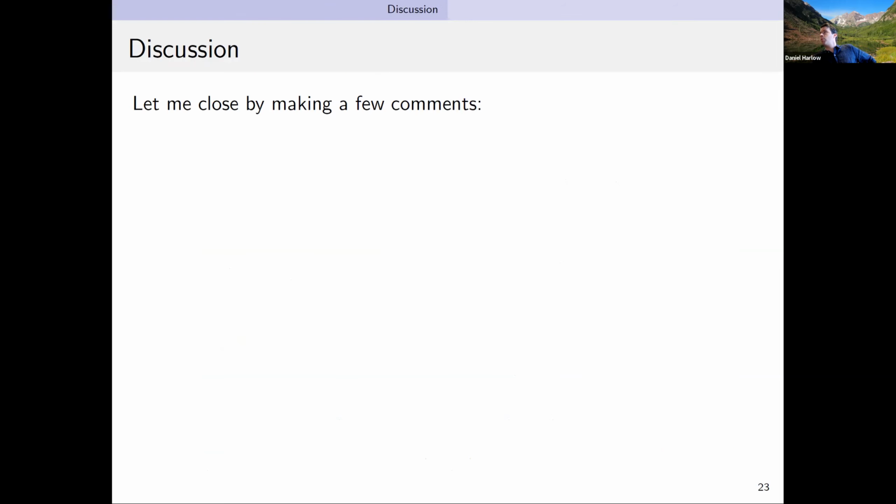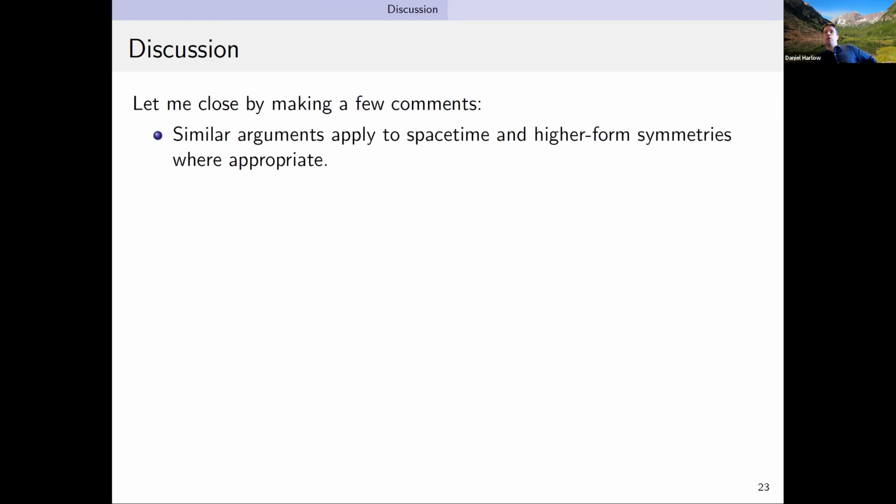So I'm just going to make a few comments about what we did and didn't accomplish. As was already asked, similar arguments apply also to higher form symmetries and space-time symmetries. In this talk, I discussed internal symmetries, where when you acted on an operator at a point, you got back another operator at the same point. You could also talk about space-time symmetries like parity or time reversal, rotations, and similar arguments apply to all of those, and also to these higher form symmetries that at least one audience member knows about.